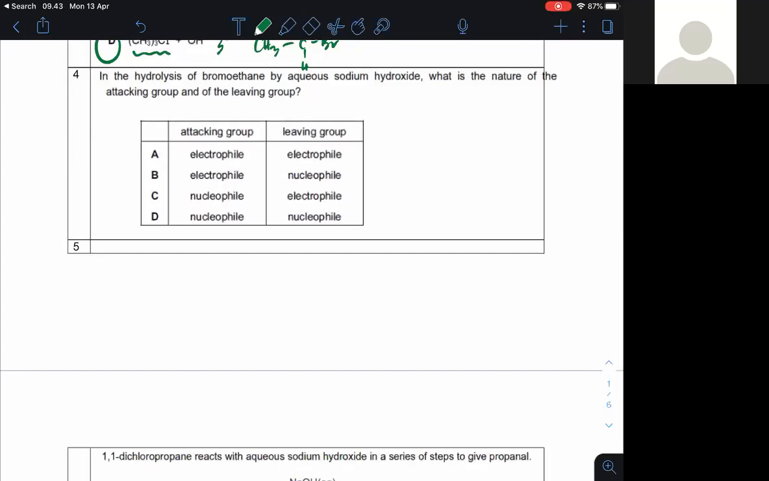Now, in the hydrolysis of bromoethane, a halogenoalkane, by aqueous sodium hydroxide, the sodium hydroxide will give you this ion over there, which is going to be the nucleophile. That's why they call it nucleophilic substitution. So what is the nature of the attacking group? The attacking group must be a nucleophile.